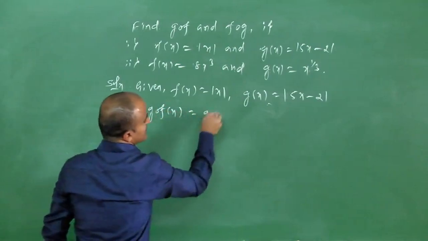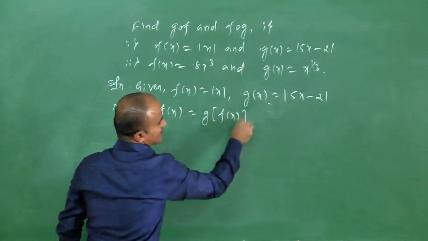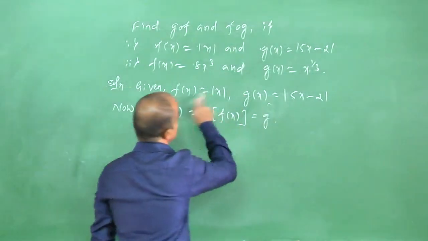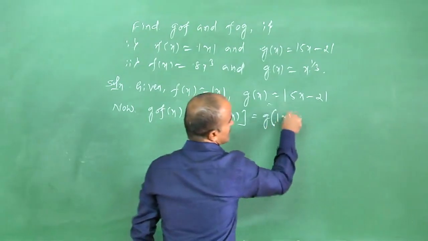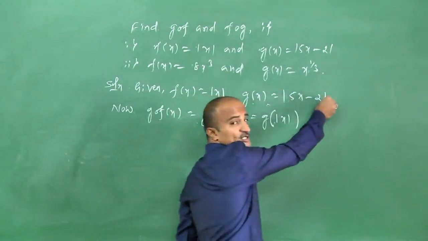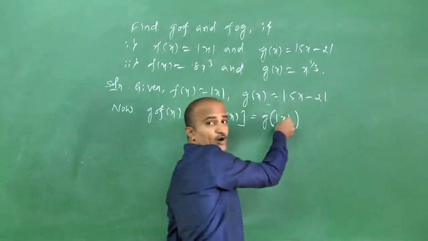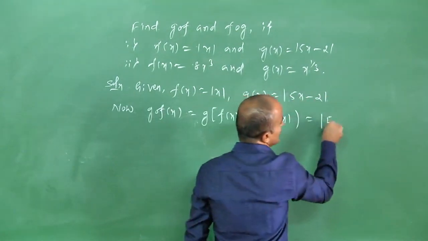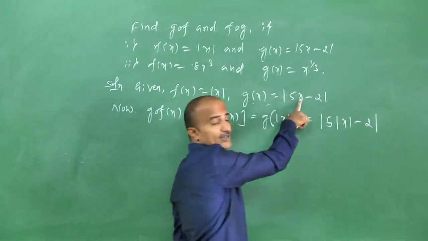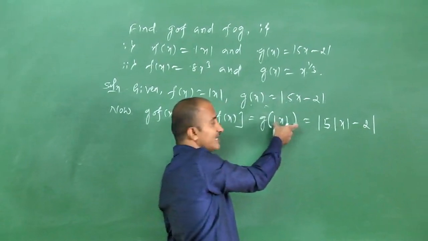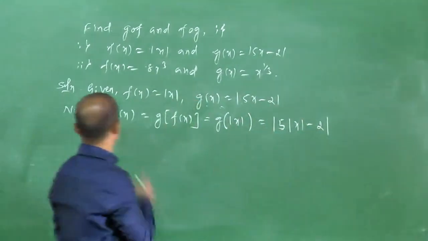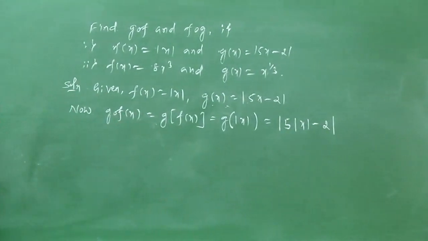Now gof of x is g of f of x. By definition, what is f of x? They have defined f of x as mod x. So it is g of mod of x. What about g of x? Mod of 5x minus 2. Wherever x, replace that x by mod x. Then we have modulus of 5 of mod of x minus 2. That will be the gof of x.